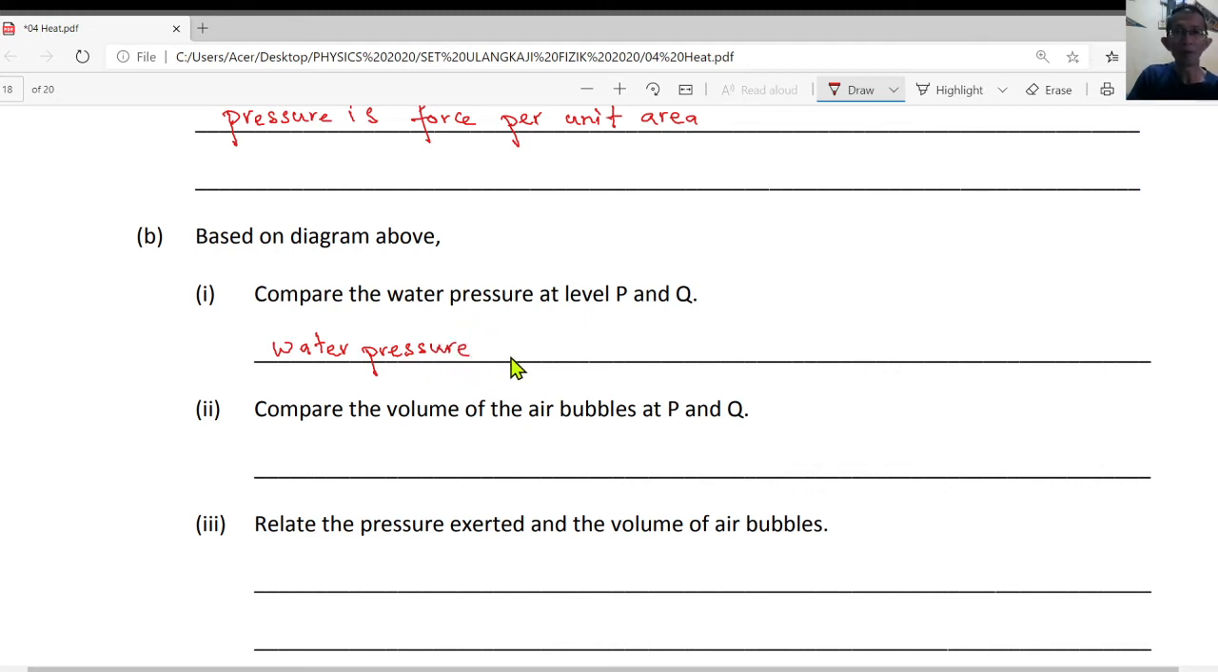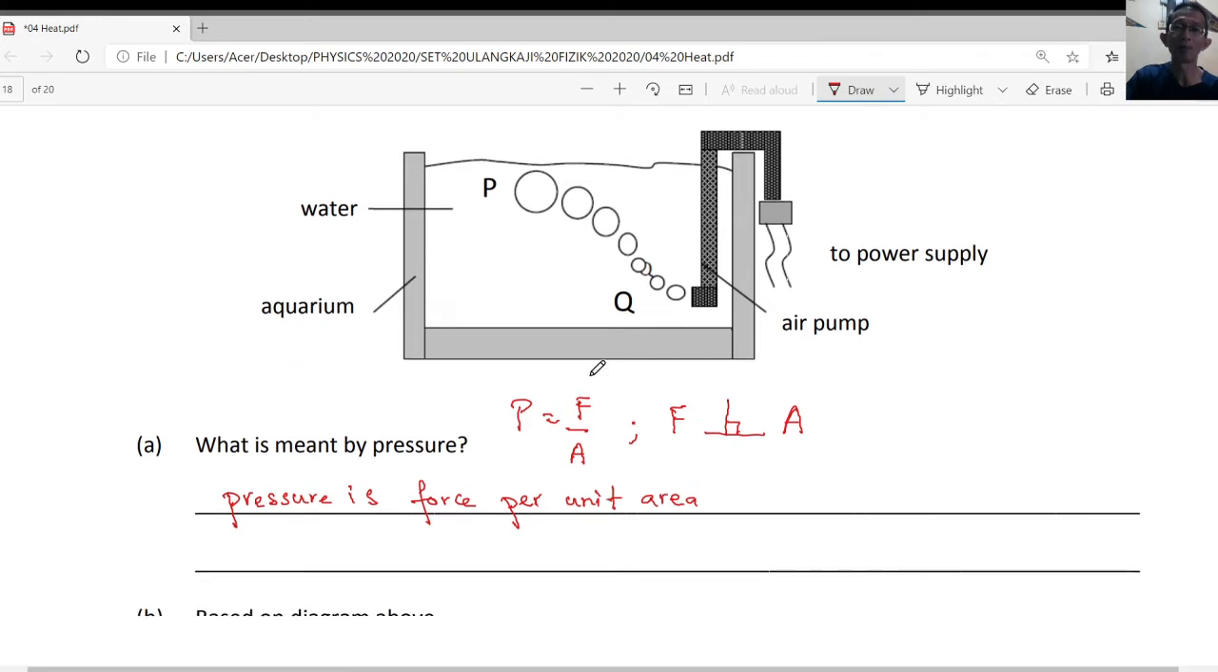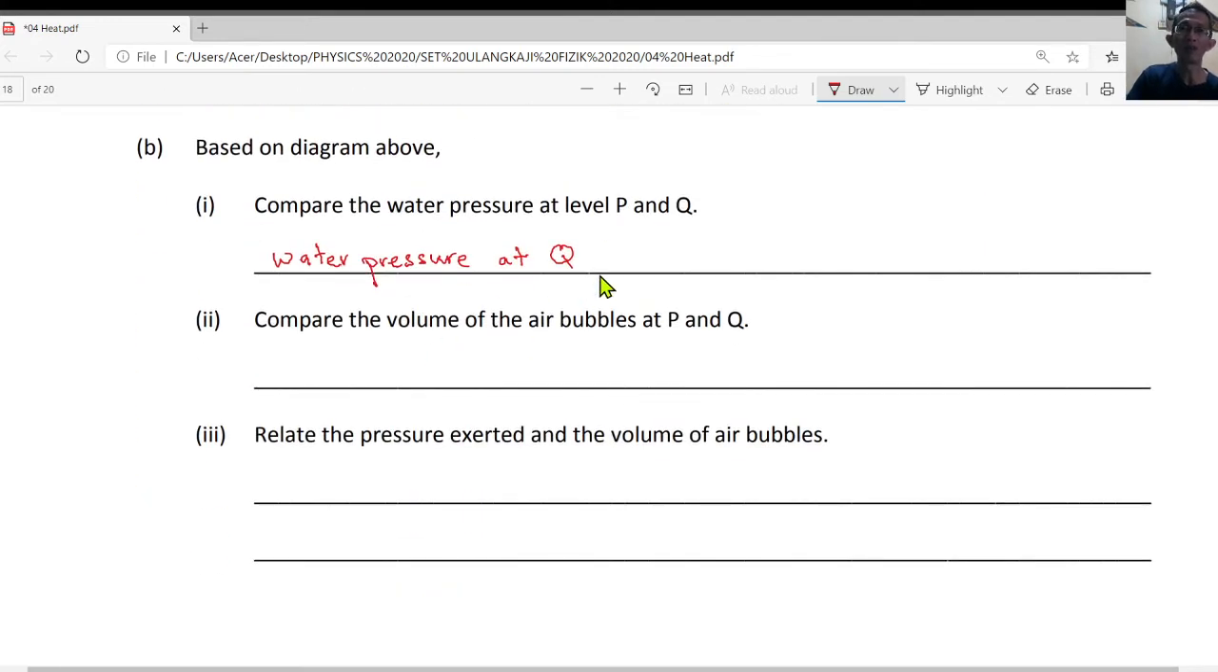Okay, so water pressure at Q is what? Q is down here, right? So it is being pressed by the water and also by the atmospheric pressure. But P here is being pressed by the atmospheric pressure only. So which one is greater? Definitely Q is greater, right? So here, water pressure at Q is greater than that at level P.